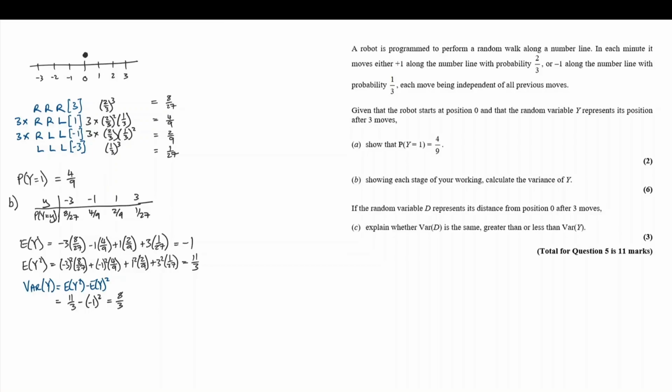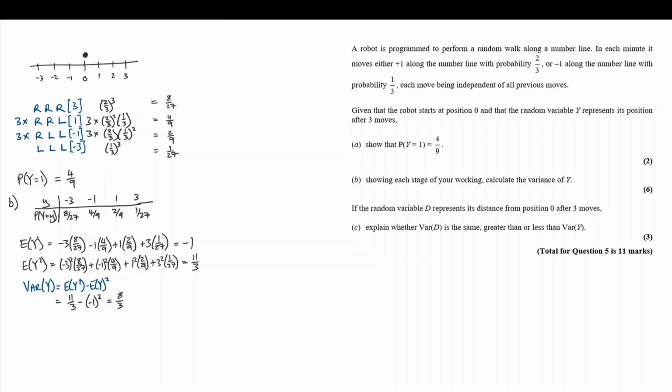Next, it's stated that if the random variable d represents its distance from position 0 after 3 moves, explain whether variance d is the same, greater than, or less than variance y. So this is a slightly different distribution. Here it's just the distance, not the final position, but the distance. So when it lands on 3, the distance is 3. When it lands on 1, the distance is 1. When it lands on -1, the distance is still 1. And when it lands on -3, the distance is still 3.